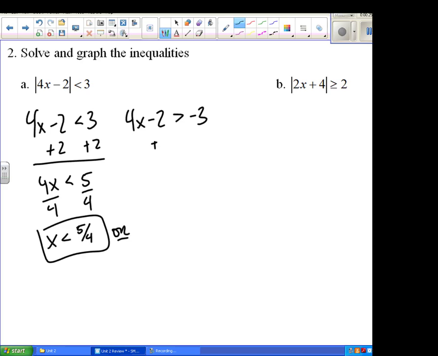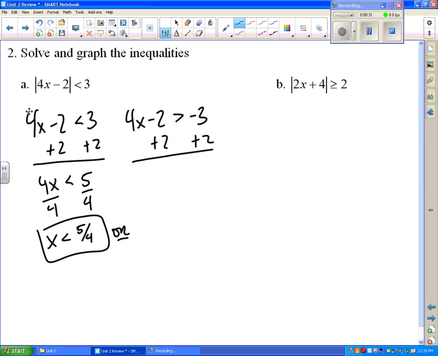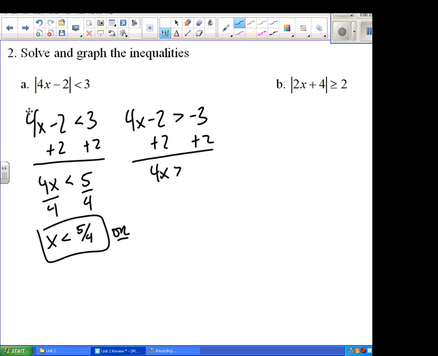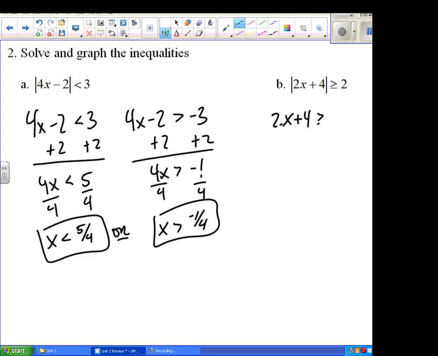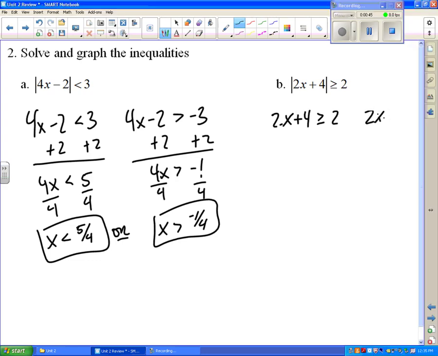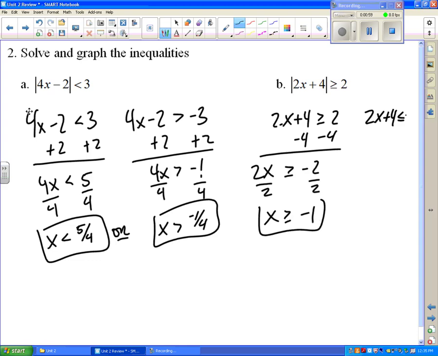Or, same steps, add 2. Negative 3 plus 2 is negative 1, divide by 4, divide by 4. Or x, or all real numbers greater than negative 1/4. For B, same thing, 2x plus 4 greater than or equal to 2, and 2x plus 4 less than or equal to negative 2. Subtract 4. 2x is greater than or equal to negative 2, divide by 2. All real numbers greater than or equal to negative 1.